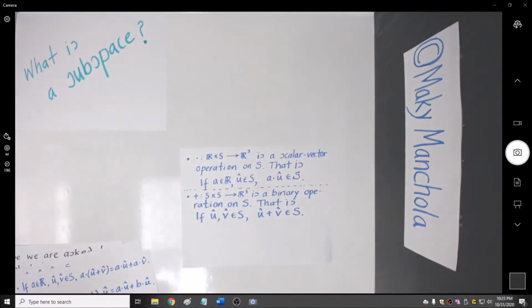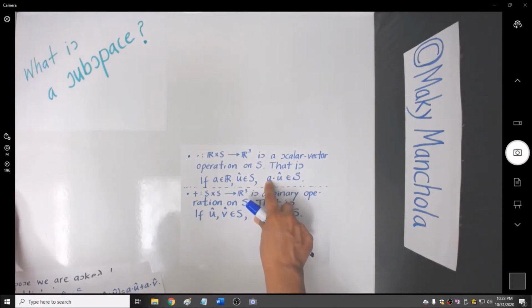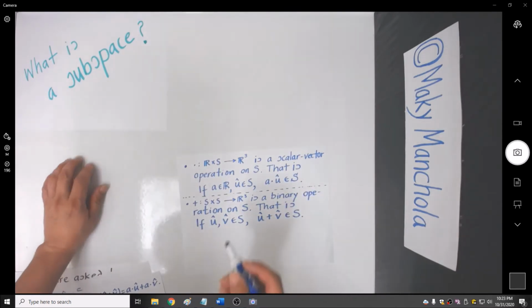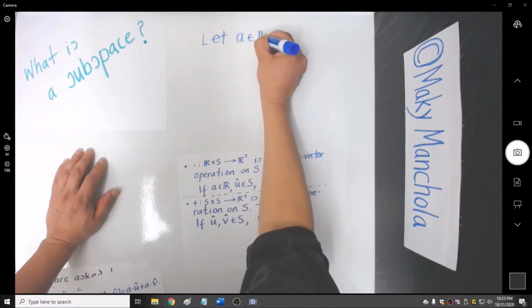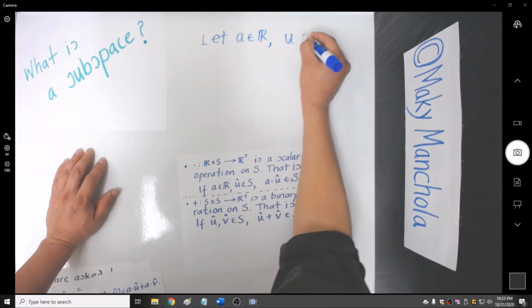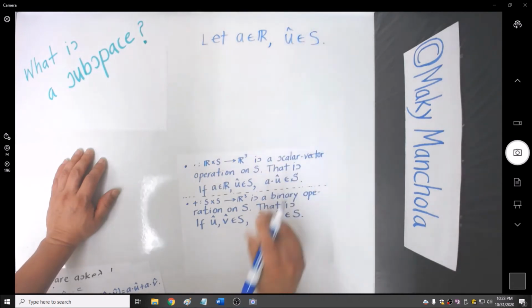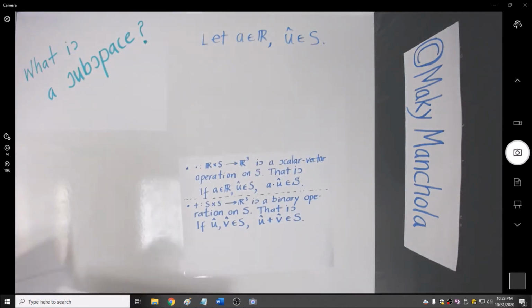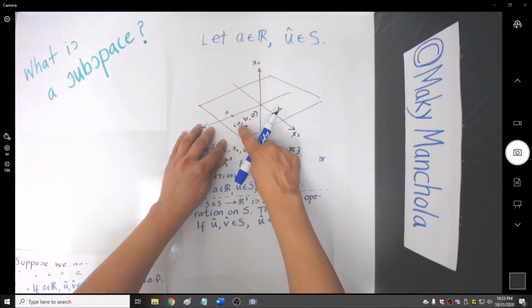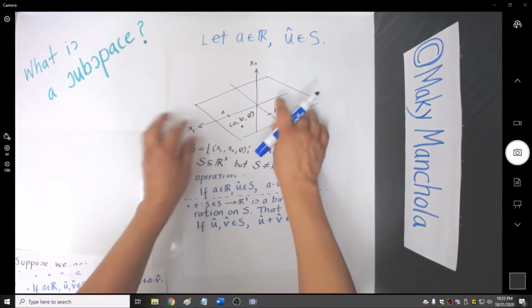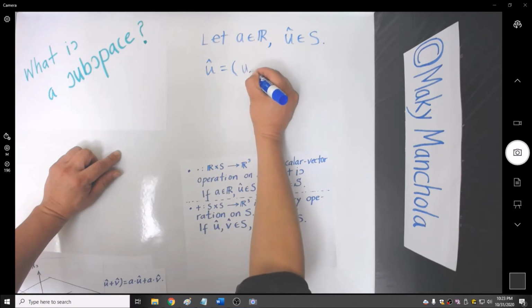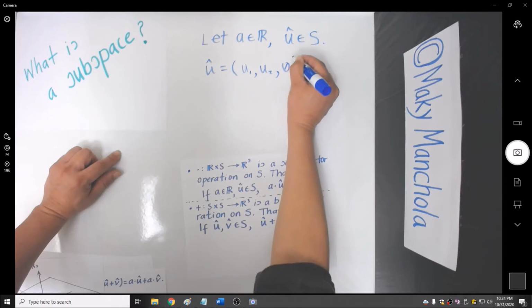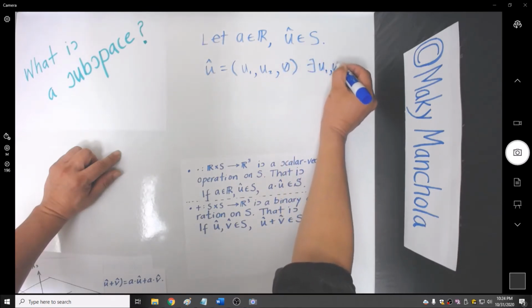Let's show that if we have elements of S and we perform the scalar multiplication by A, whatever we get is still an element of S. So let A be a real number, and let U be an element of S. Now we know that to be an element of S, you have the form constant, constant, zero. So here I'm going to have u equals entry u1, u2, zero, for some u1, u2 real numbers.